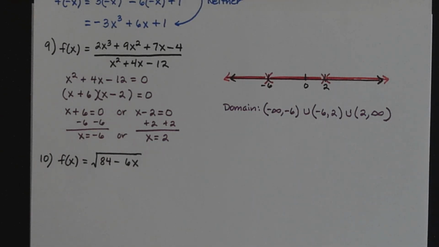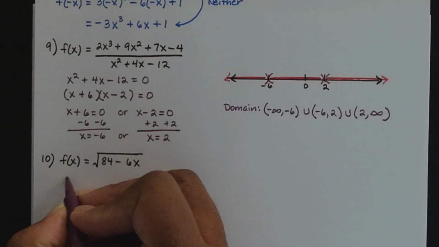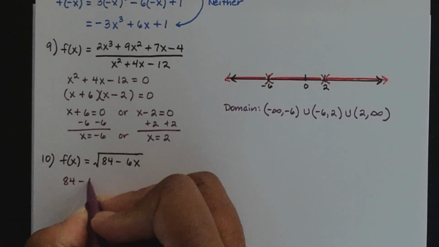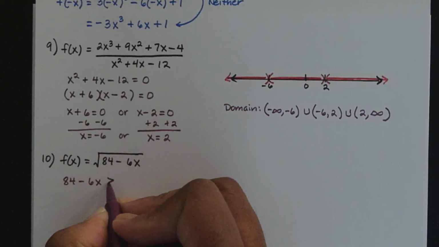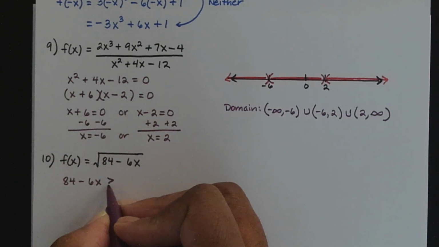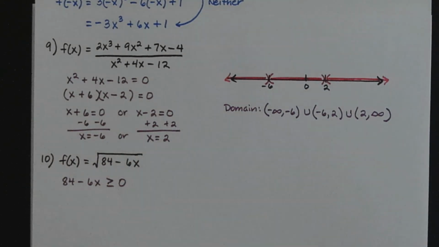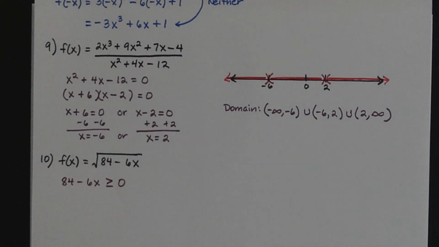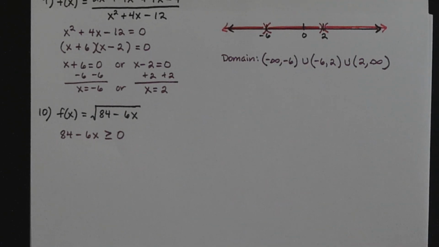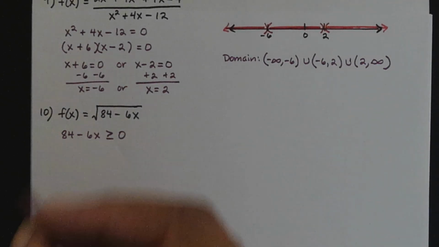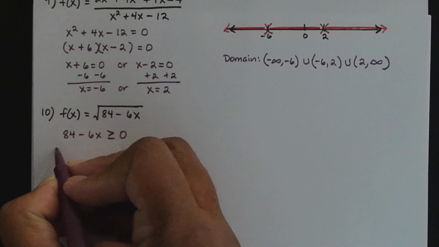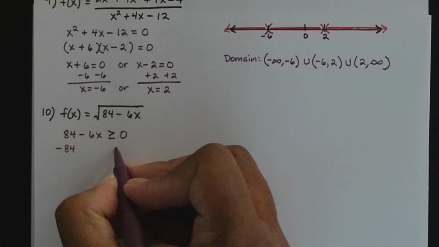And to find the domain of any radical function, you take what's underneath that square root, and this is to an even power, by the way, I mean, even index. We set that to be greater than or equal to 0 and get x by itself. So what do I need to do to get x by itself? Let's subtract 84 on both sides.